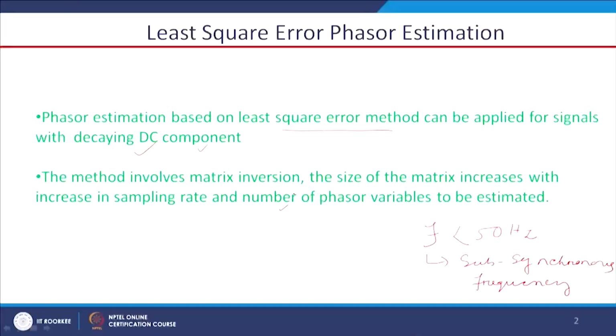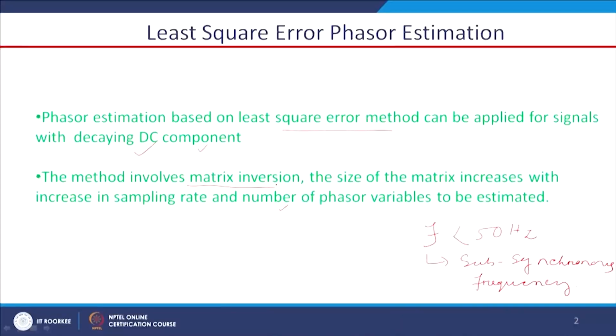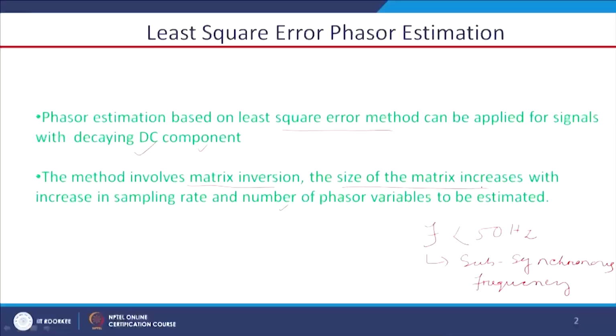The problem here is, see, every method has some merits and also demerits. This least square error based technique has demerits also. What is the main demerit? The first one is that it involves matrix inversion. In the subsequent slides we will see the mathematical formulation of this particular technique, where you will find that inversion of a matrix is involved in calculating these phasors. And also the size of the matrix increases with the increase in sampling rate. That is also one disadvantage of this particular technique.